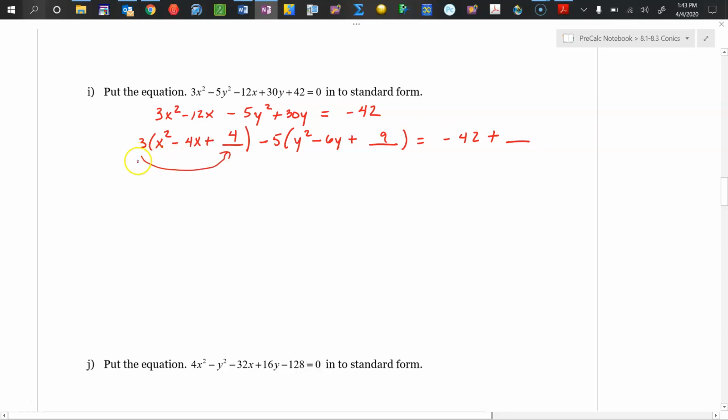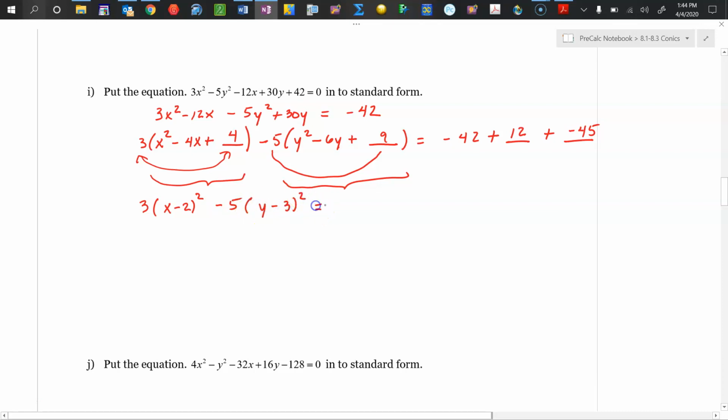3 and the 4 get multiplied, so we're effectively adding 12 to that side, so we had to add 12 to the other side. -5 and 9 get multiplied, so we're effectively adding -45 to both sides. We now have this term inside parentheses as a perfect square, x minus 2 quantity squared. We have this term for y inside parentheses as a perfect square, y minus 3 quantity squared. And on the right hand side, all of these terms add up to -75. So we have a -75 over here.